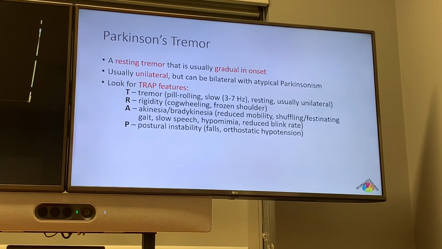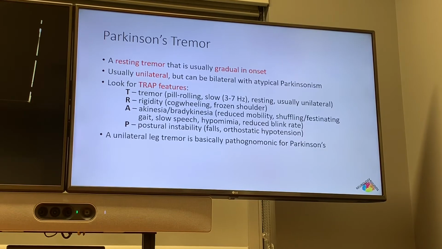So ask about falls, ask about any symptoms of orthostatic hypotension, since Parkinson's patients can get pretty dysautonomic throughout their disease as well. And just to reiterate, a unilateral leg tremor is Parkinson's until proven otherwise. Benign essential tremor does not affect the legs.